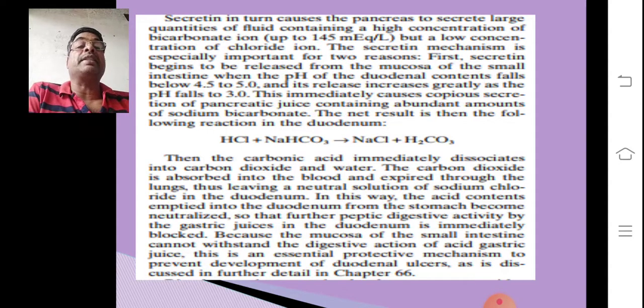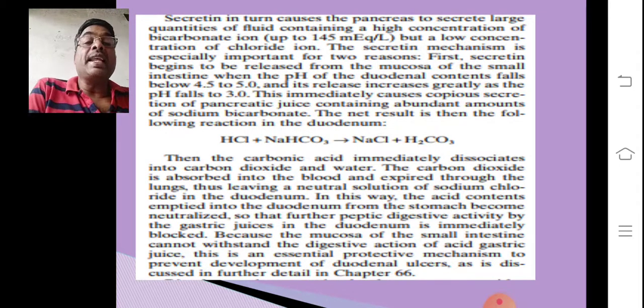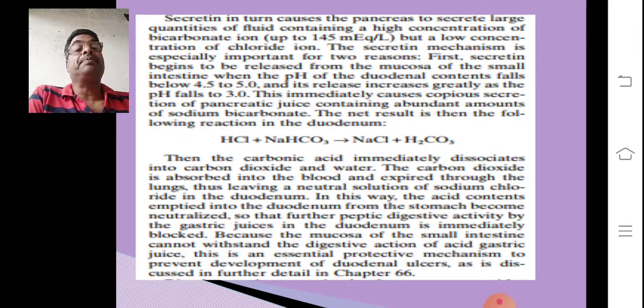so that further peptic digestive activity by the gastric juice in the duodenum is immediately blocked, because the mucosa of the small intestine cannot withstand the digestive action of the acid gastric juice. This is an essential protective mechanism to prevent the development of duodenal ulcers, as is discussed in another chapter.